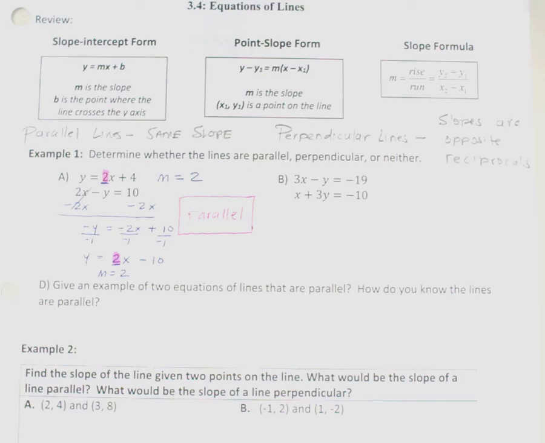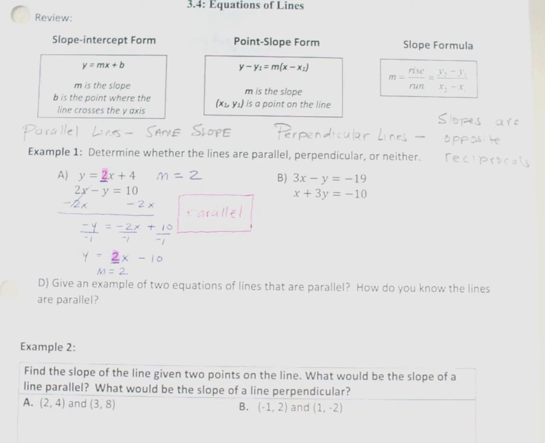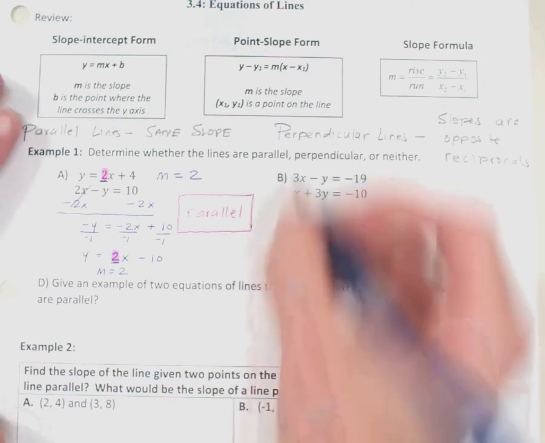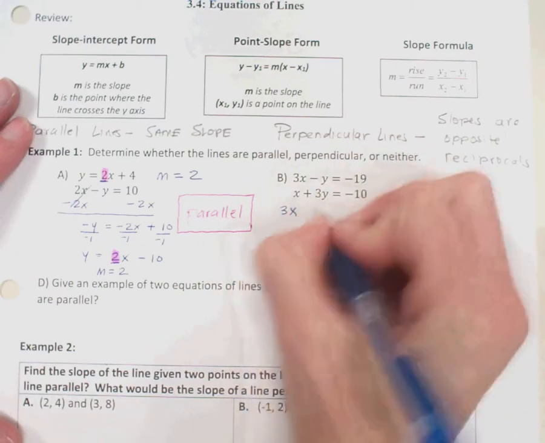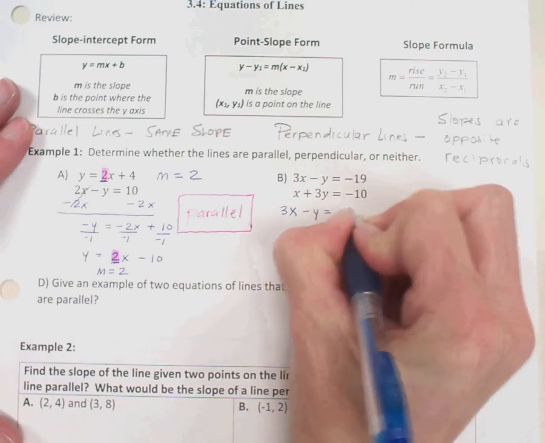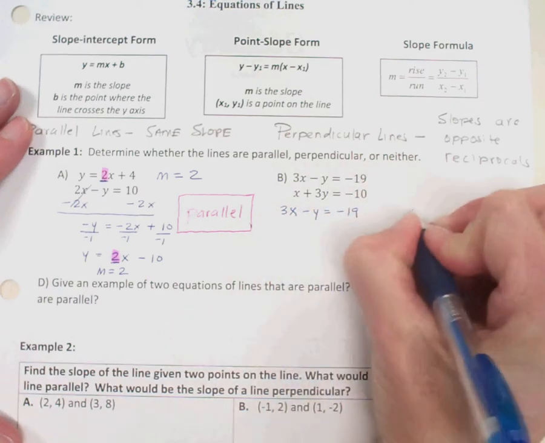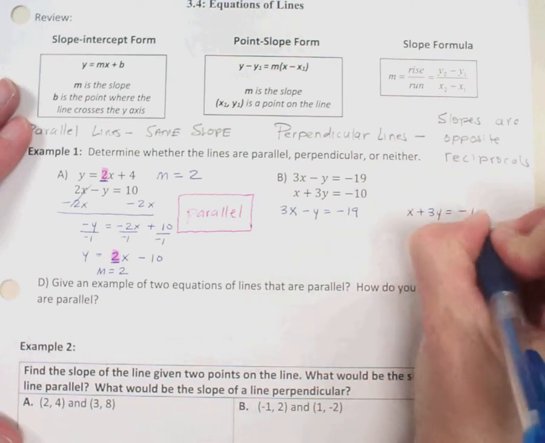Problem letter B, we have 3x minus y equals negative 19 and x plus 3y equals negative 10. I need to rewrite both equations in slope-intercept form. I'm going to begin by taking each equation and rewriting it below to give myself some space. So I have 3x minus y is equal to negative 19, and I have x plus 3y is equal to negative 10.